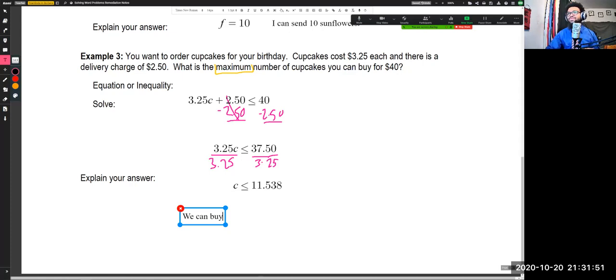So in this case, since C has to be less than or equal to 11.53, or 11.54 if you want to get technical with it, we have to go lower than that. So it has to be 11. C can be 11, but it can't be 12. And these have to be whole numbers because we can't buy 0.53 of a cupcake. All right. So we can buy 11 cupcakes.